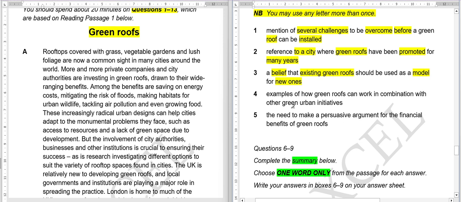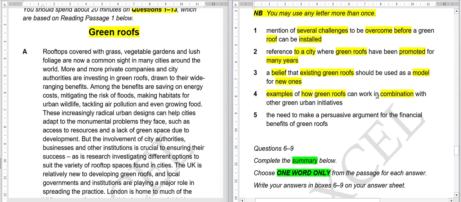Fourth, examples of how green roofs can work in combination with other green urban initiatives. So there will be some examples given, again two or more than two, of how these particular roofs can work in combination. So in addition, to add, plus, something like that.